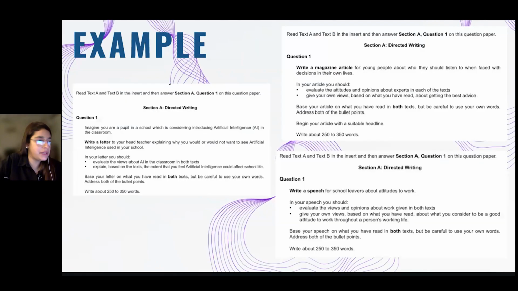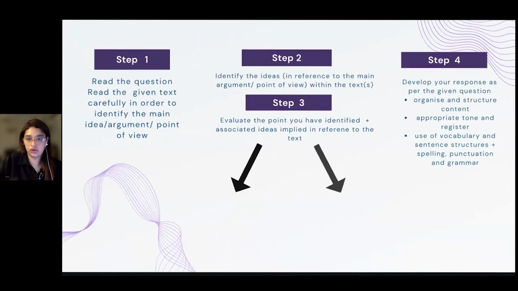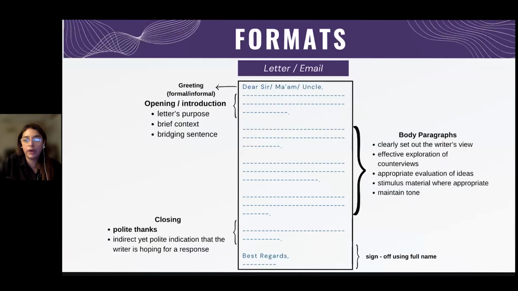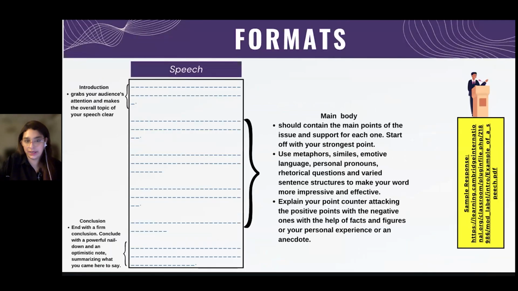So for example, अगर हमने speech लिखनी है, write a speech for school leavers about attitudes to work. In your speech, you should evaluate the views and opinions about work given in both texts. Give your own views based on what you have read about what you consider to be a good attitude to work throughout a person's working life. So for example, if I'm writing a speech for graduates, so you guys are graduating and I'm writing a speech for you where I am trying to incorporate the idea of what is the best approach to a working life. Should you be a smart worker or a hard worker?